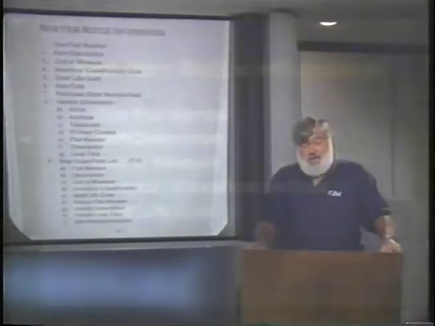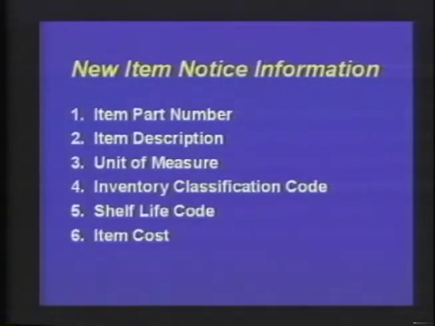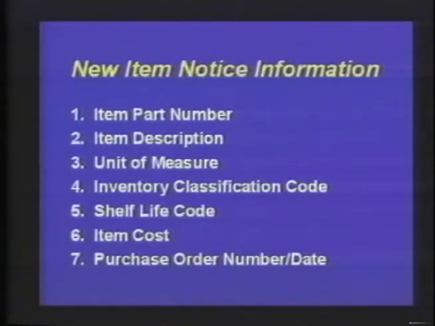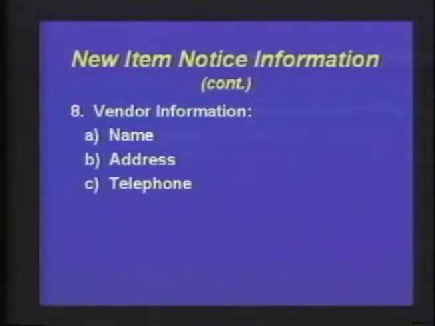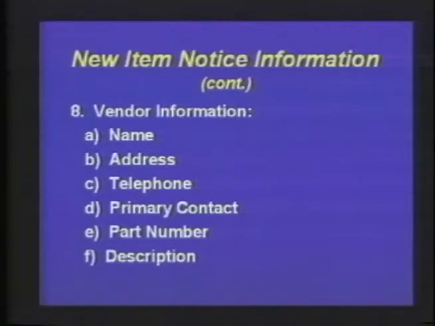We have item 5, which is the shelf life code. We have the item cost. Some people refer to it as the unit cost. Then we have the purchase order date of the asset and the order number. And then we have vendor information relative to the asset: the name, address, telephone number, primary contact, the vendor part number, description, and the lead time.